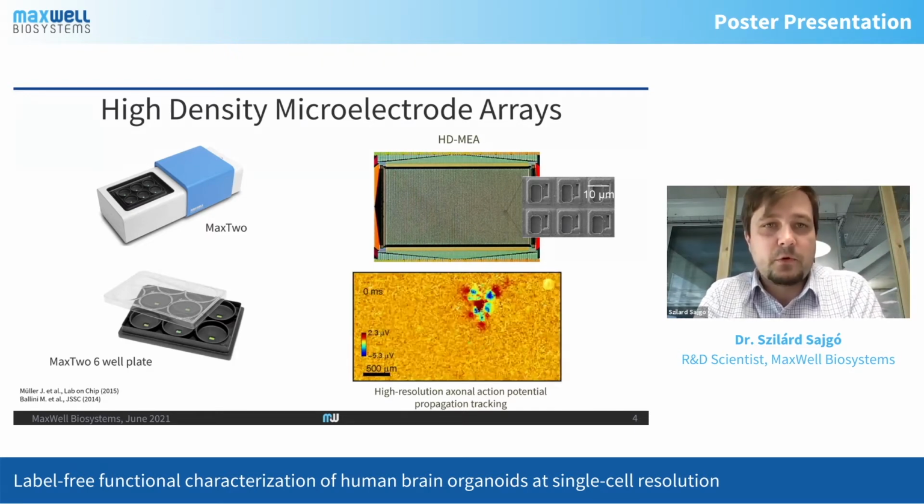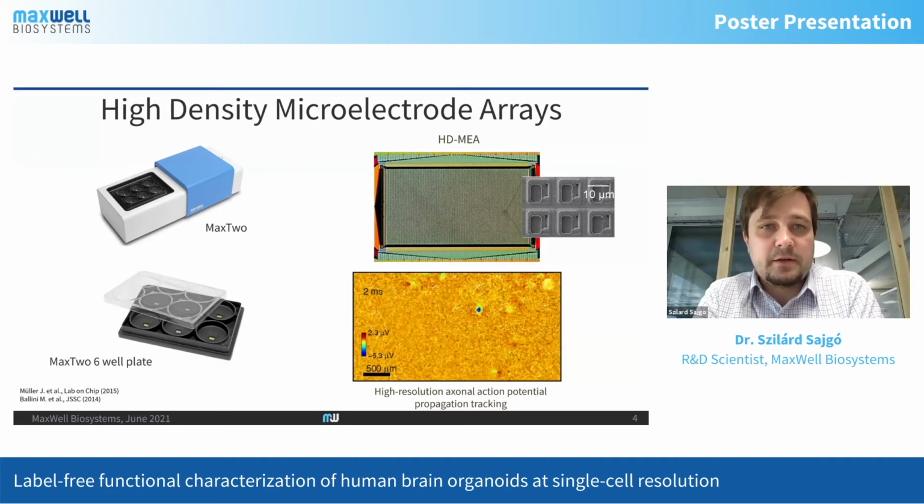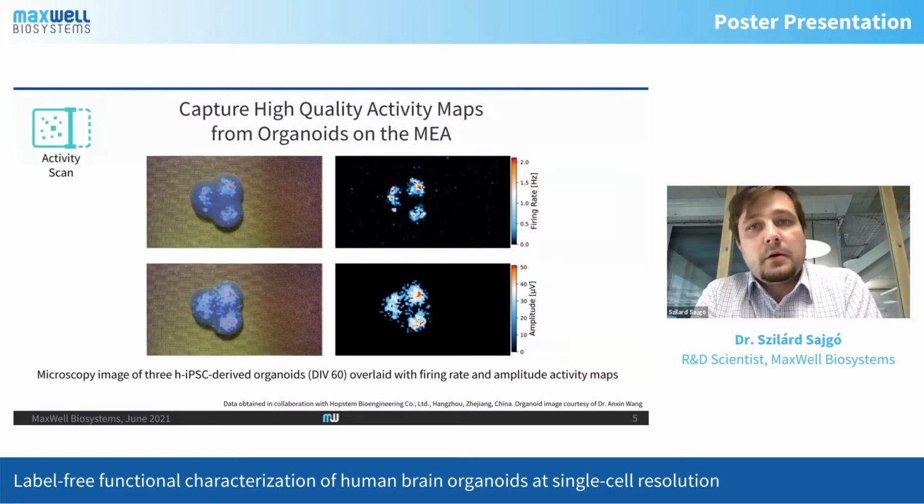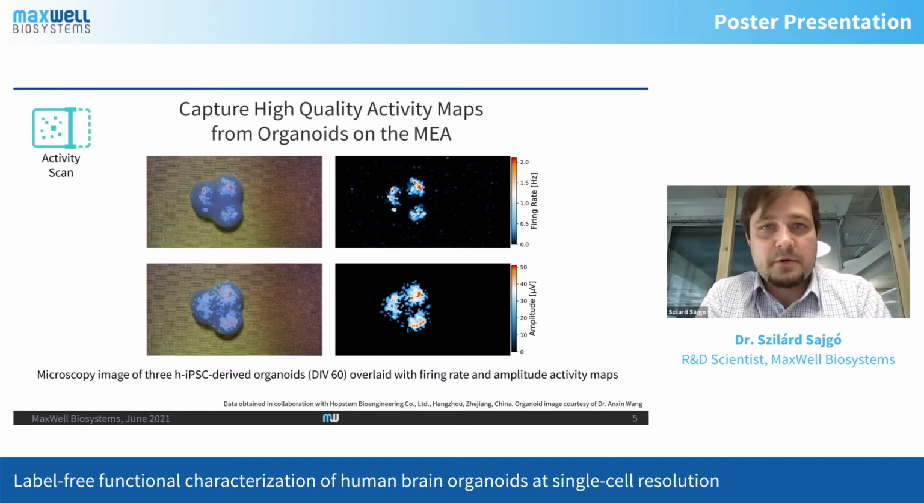And as you can see in this small video, you can really retrace the entire electrical activity of a given neuron. As I mentioned before, we have assays, and with the activity scan, you can record the overall activity of your organoids and analyze its basic response properties. You can analyze the firing rate, their amplitude, and so on.